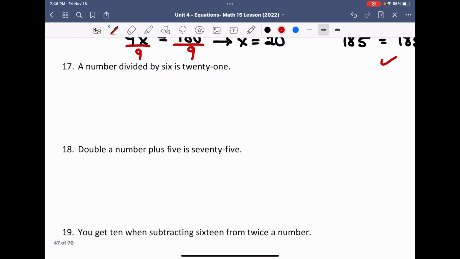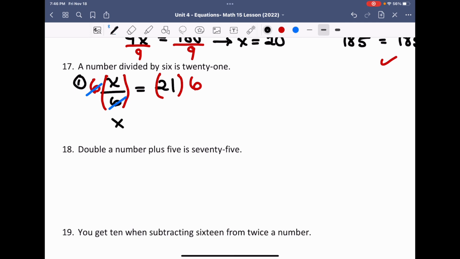17, a number divided by 6 is 21. A number, any number divided by 6 is equal to 21. Okay, if we have something in the denominator, in order to get it out of the denominator, what we're going to have to do is multiply both sides by whatever's in that denominator. So 6 is being multiplied to both sides. It will cancel it from the left here, leaving us with x is equal to 21 times 6. And 21 times 6 is 126.